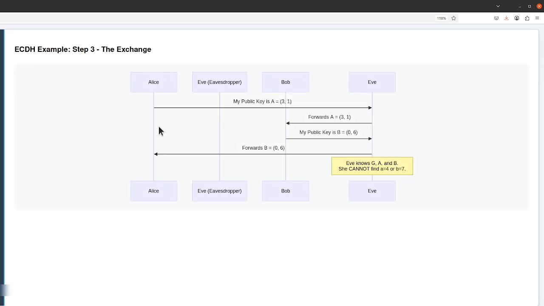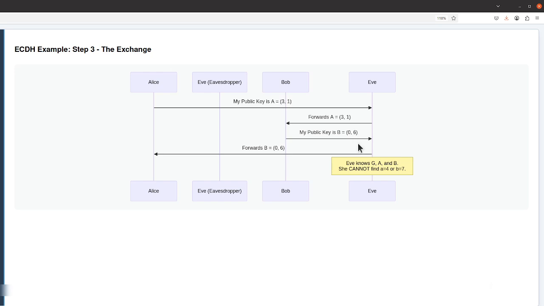ECDH example. Step 3. The exchange. Alice and Bob now exchange their public keys over the insecure network. Alice sends her public key, the point A, (3,1), to Bob. Bob sends his public key, the point B, (0,6), to Alice. An eavesdropper, Eve, can see everything that is exchanged.